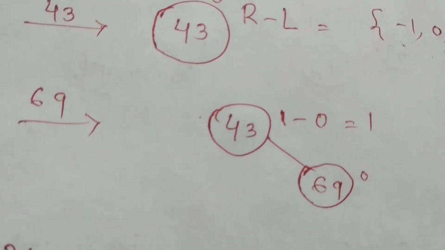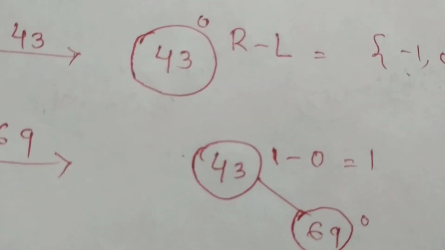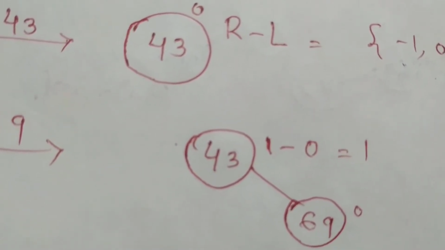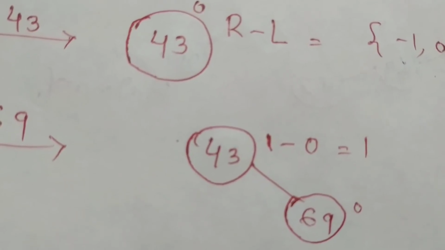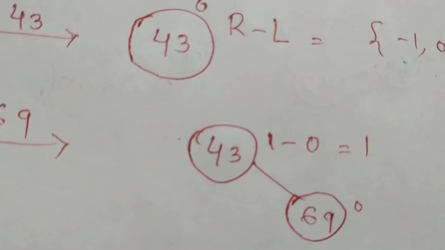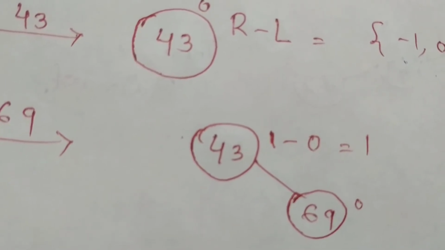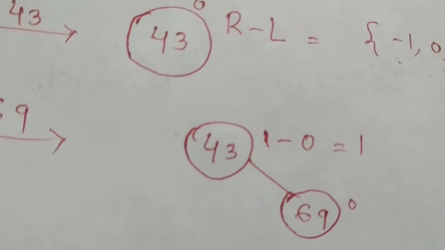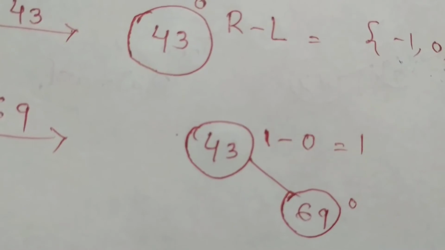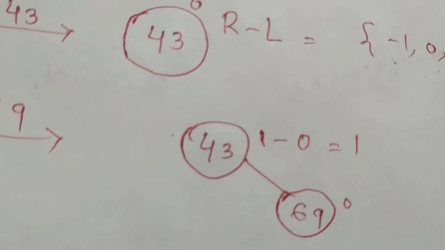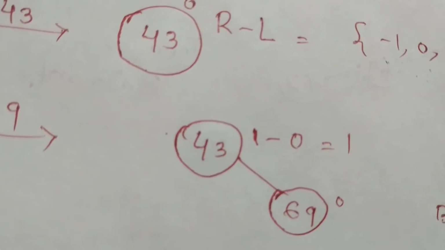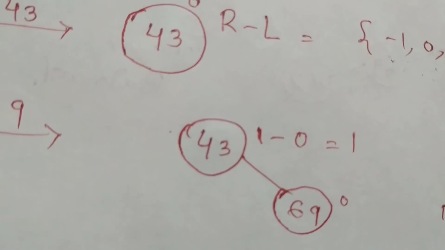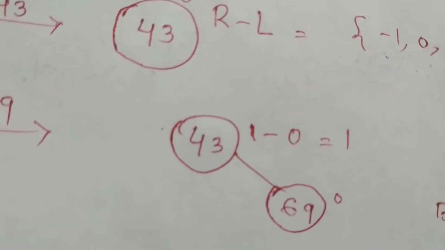Then we have to insert 69, and as I told you, it is a binary search tree, so 69 cannot be the left child of 43, because an AVL tree is a binary search tree, which means the right subtree is always greater than or equal to the root node, and the left subtree is always less than the root node. So as 43 is less than 69, 69 can never be the left child of 43, because it violates the rules of BST if we insert it. So 69 will become the right child of 43.